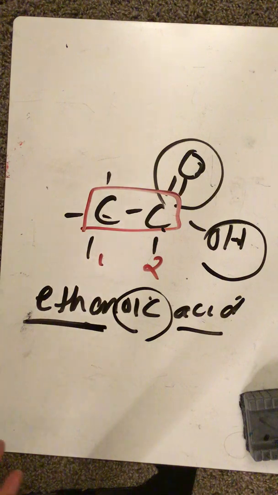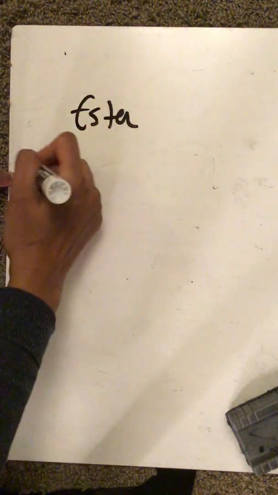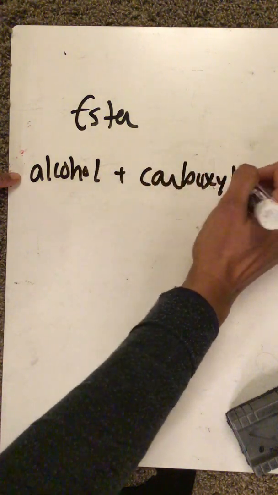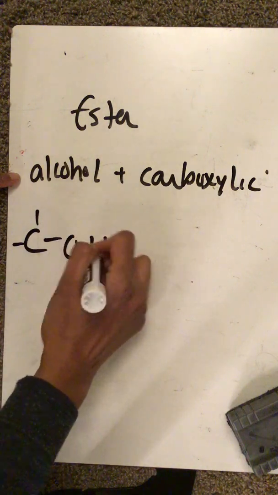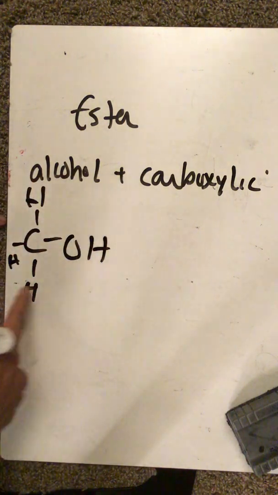Okay, now esters. Hopefully that makes sense, guys. Okay, to name an ester, it's basically an alcohol plus a carboxylic acid. So can you imagine you have an alcohol here. This is an alcohol because it's OH with the C-O-H.